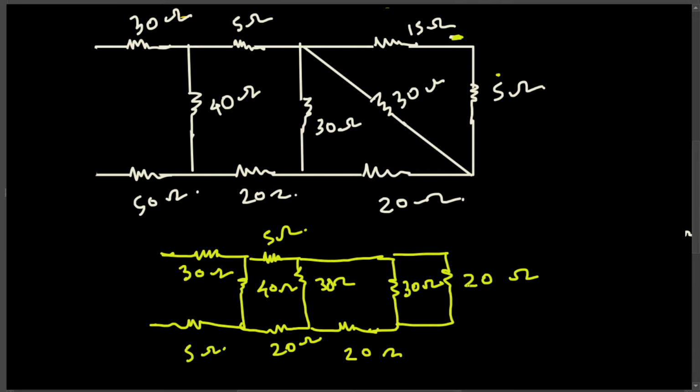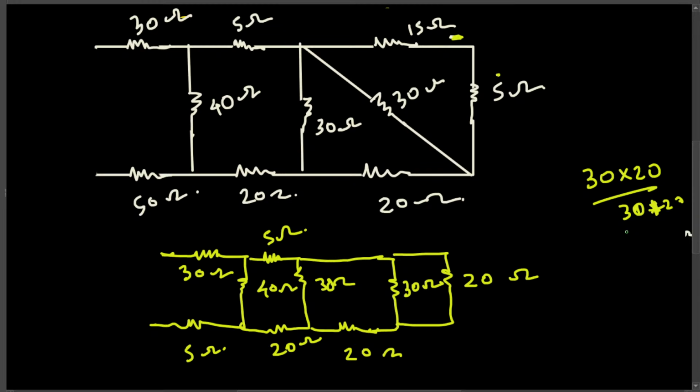Now you can see these two are in parallel. So I can do product over sum. When we are dealing with two resistors in parallel, I can use the product over sum. Product over sum is 30 times 20 divided by 30 plus 20.